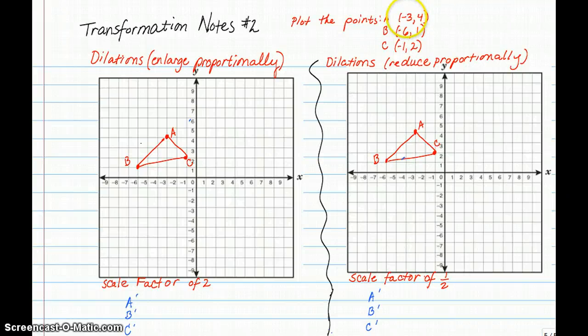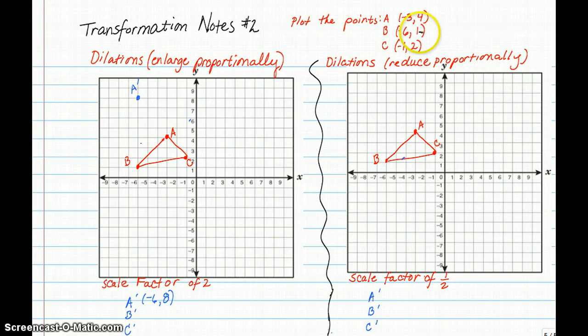And so you take your ordered pairs and you double them. So negative 3 doubled is negative 6. 4 doubled is 8. And so negative 6, 8. And frequently there will be overlap. So negative 6, 8, and that's A prime.